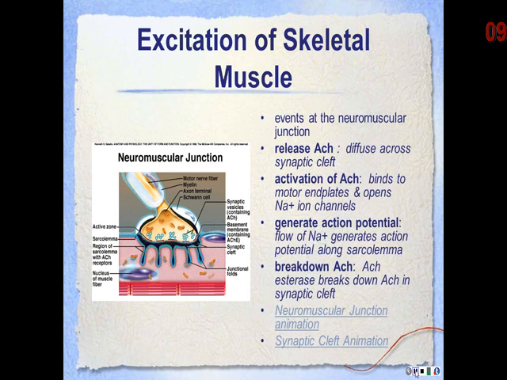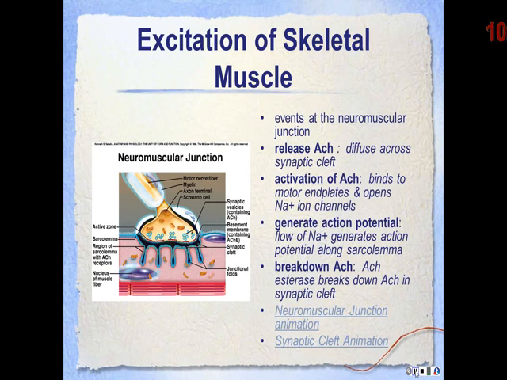The motor endplate is the specialized region of the sarcolemma that connects to the nerve. There is a slight gap between the axon end of the motor neuron and the motor endplate called the synaptic cleft. The events that occur at the neuromuscular junction are referred to as the excitation of skeletal muscle.